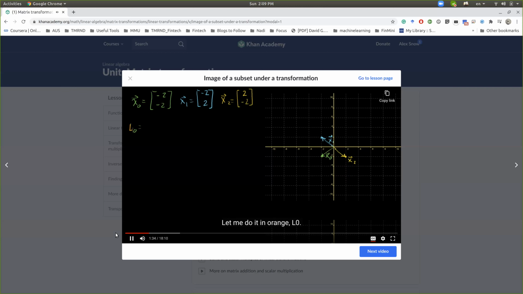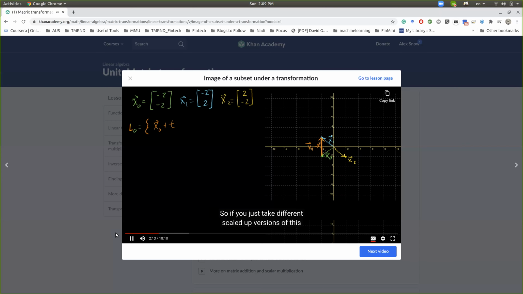L naught. I want to find the set of all the position vectors that define points on this line right there. We could start off at x naught. We could say that orange line is x naught plus scaled versions of the difference of x1 and x0. If you take x1 minus x0, you get this vector right there, that orange vector. x0 plus this orange vector is equal to that blue vector.